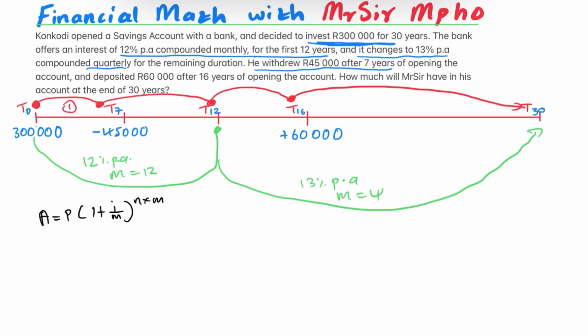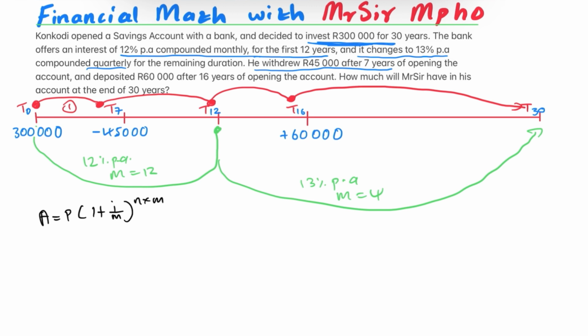And the M is the compounding period, meaning if it is compounded monthly, M is going to be 12. And if it's compounded quarterly, M will be 4. Compounded semi-annually, M will be 2. Compounded daily, M will be 365. Compounded weekly, M will be 52. Just like that. Okay. Then now we have A equals P into 1 plus I over M, all to the exponent N times M.